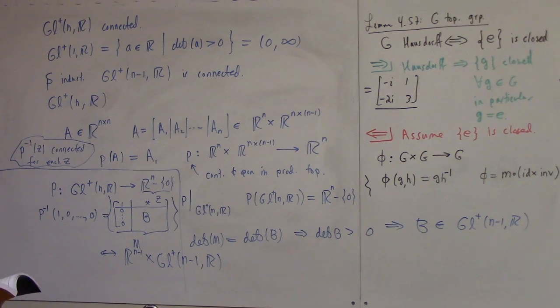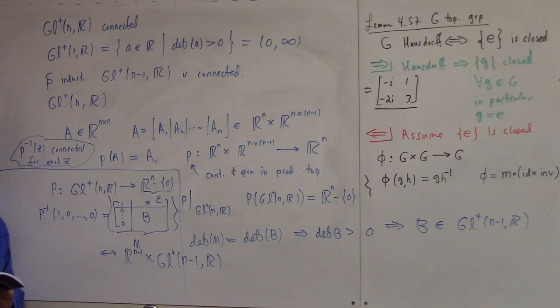Let me think again. Given any y, the fiber is not empty. So let P of A equal y. Left multiplication is a homomorphism from the relation PAB equals APB. It follows that.